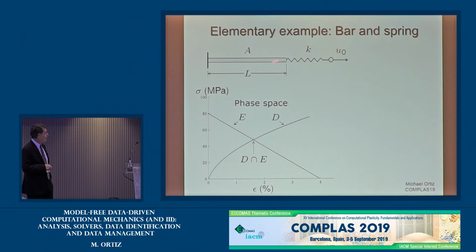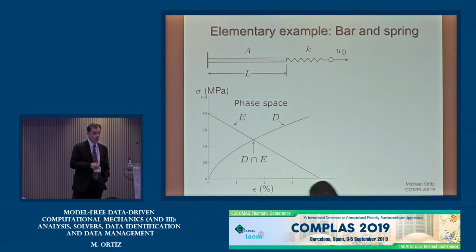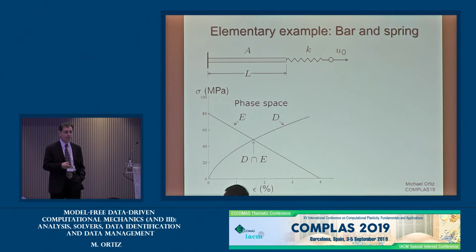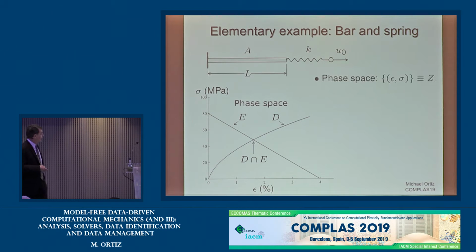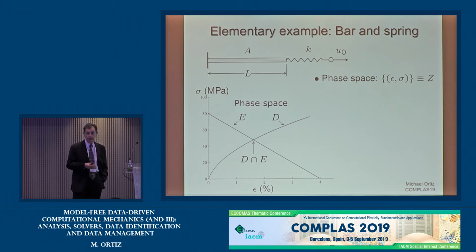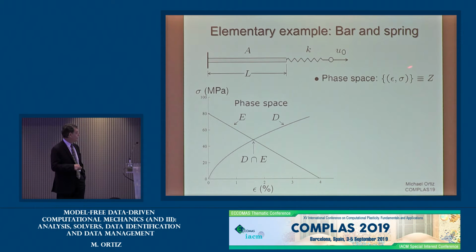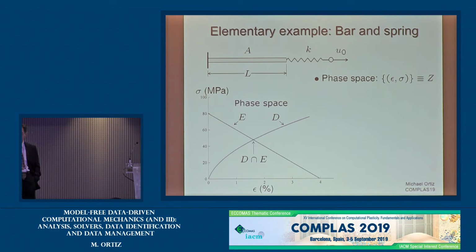So imagine that you have a bar, and you actuate the bar with a loading device that is represented by a spring. The spring will have some stiffness, and you have a control, which is the displacement you apply to the spring. So this is going to be in a state of uniform deformation, so there is only one strain, one stress, assuming the material is stable, okay? And so the phase space where data-driven analysis takes place is the space of strains and stresses. That's what we call phase space. These are work conjugate variables, and together they define a space which is the phase space of the material, okay?